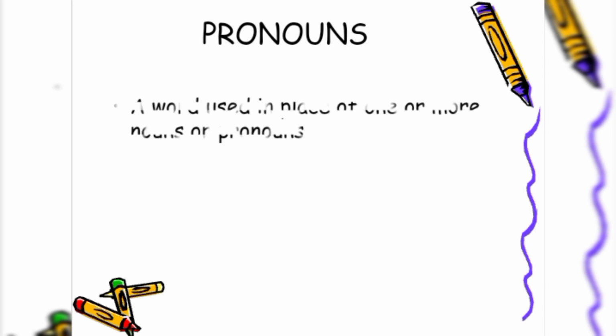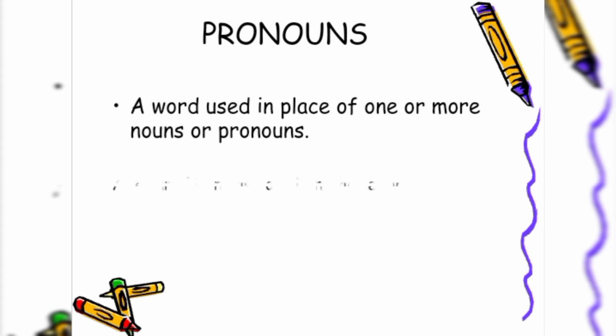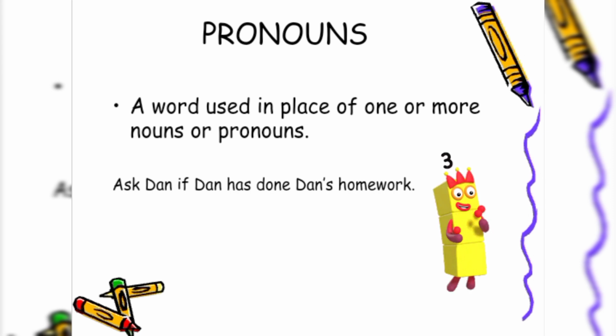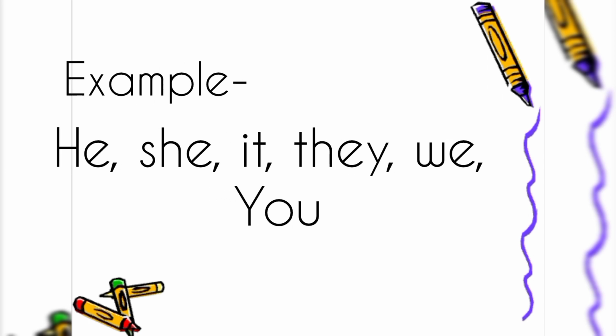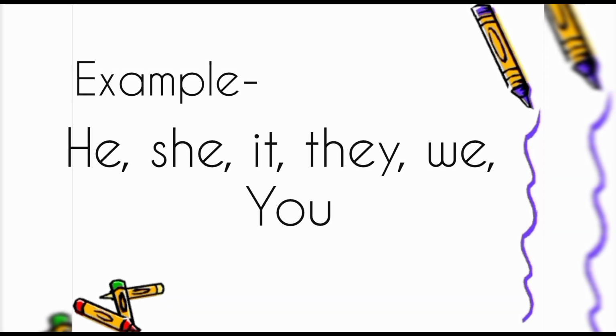Now, let's see pronoun. A pronoun is a word that is used in place of a noun, and it also helps us to avoid repetition. As you can see in the below example, ask Dan if Dan has done Dan's homework. We are using the name Dan thrice in this. And if you are using pronouns instead of noun, ask Dan if he has done his homework. Did you see the difference? Some pronouns are he, she, it, they, we, and you.